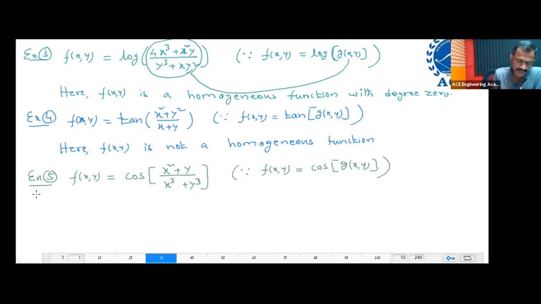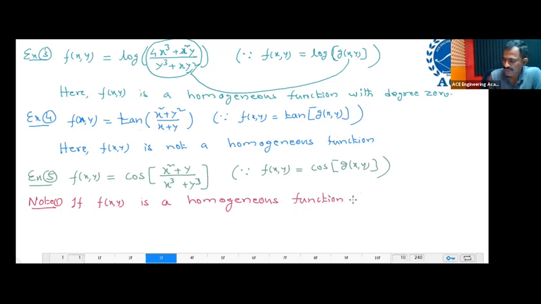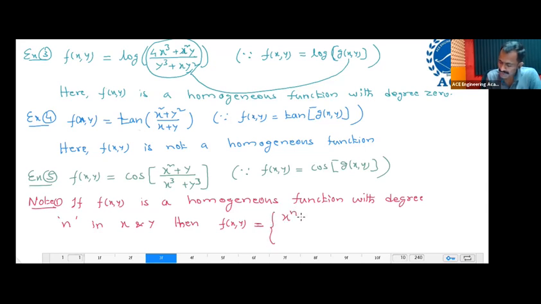Next, note point number 1. If f of x comma y is a homogeneous function with degree n in x and y, then f of x comma y equal to x power n into some function of y by x, or y power n into a function of x by y. Already we have written this as a note point in the differential equation topic only.